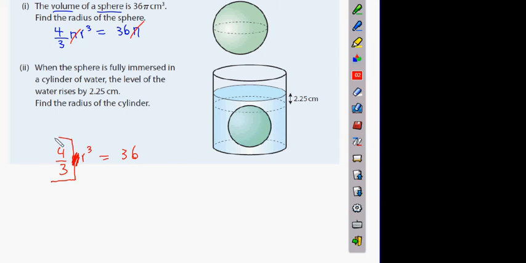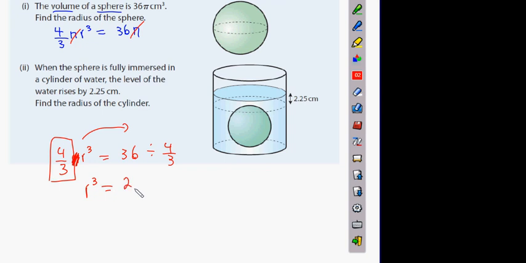So it's multiplied by 4 over 3 on the right. What is it when it moves to the left? It's multiplied by 4 over 3. You bring it to the right, what happens? It's divided. Divide by 4 over 3. What is 36 divided by 4 over 3?